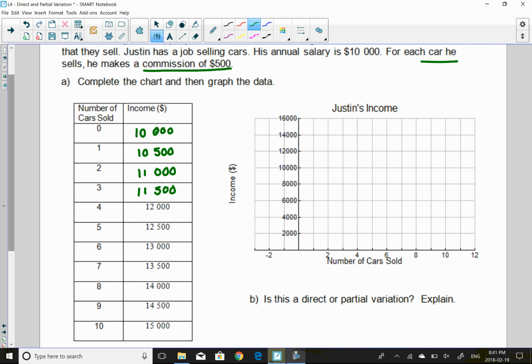We're going to graph this data. So 0 cars, 10,000. So here you see we didn't start at the origin. This is my origin.